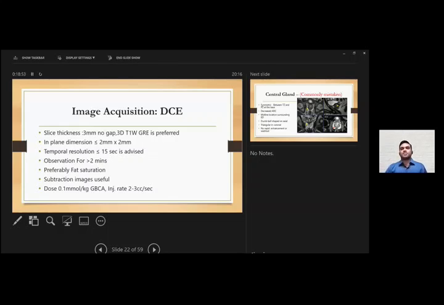There are centers where MR compatible injectors are not available, and that is one of the main reasons why the importance of dynamic contrast MRI is going down, because they are not able to assess those images with hand given injections.